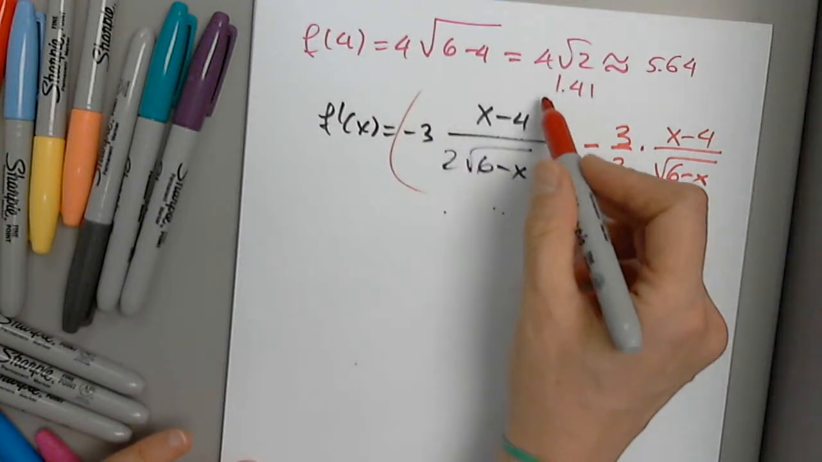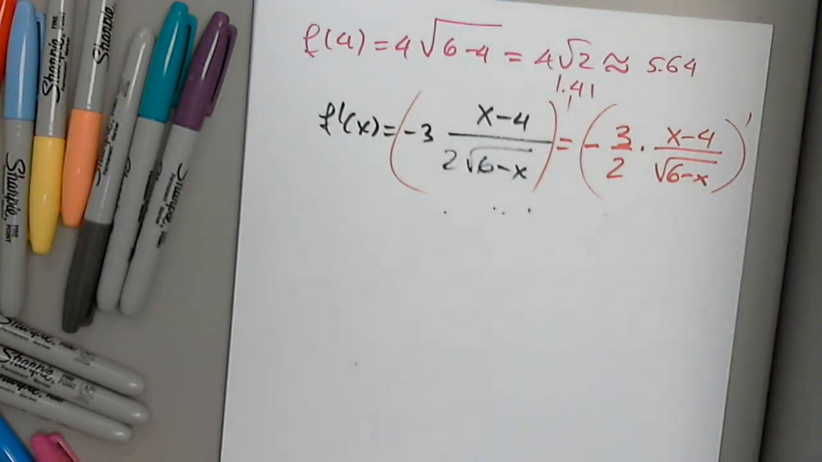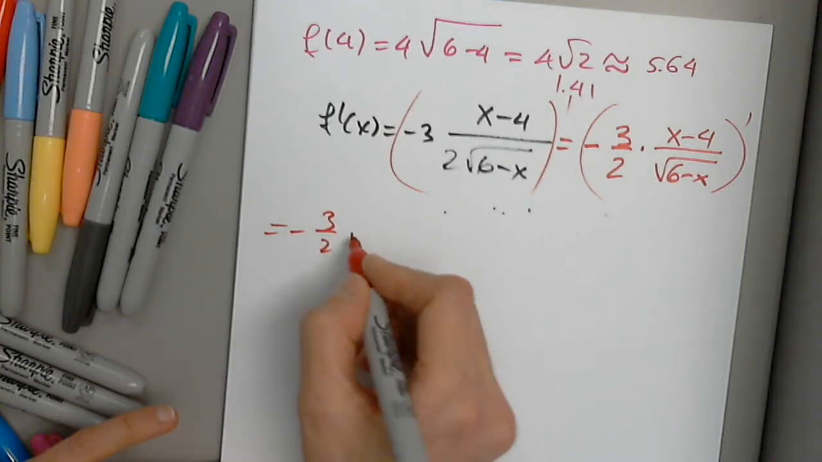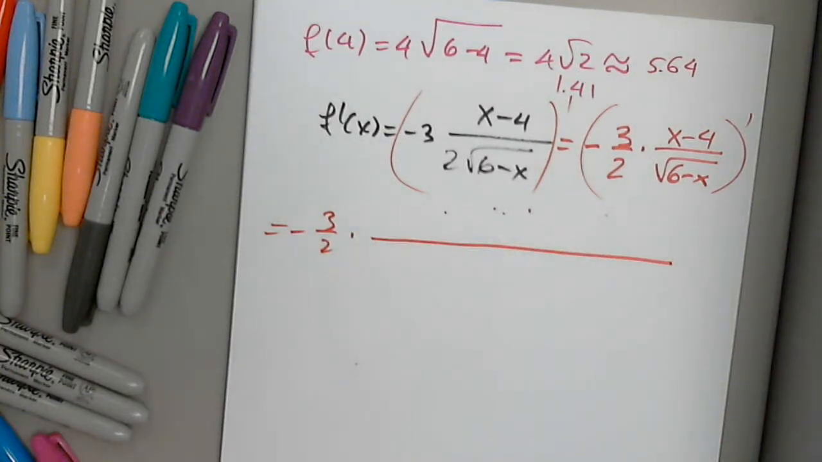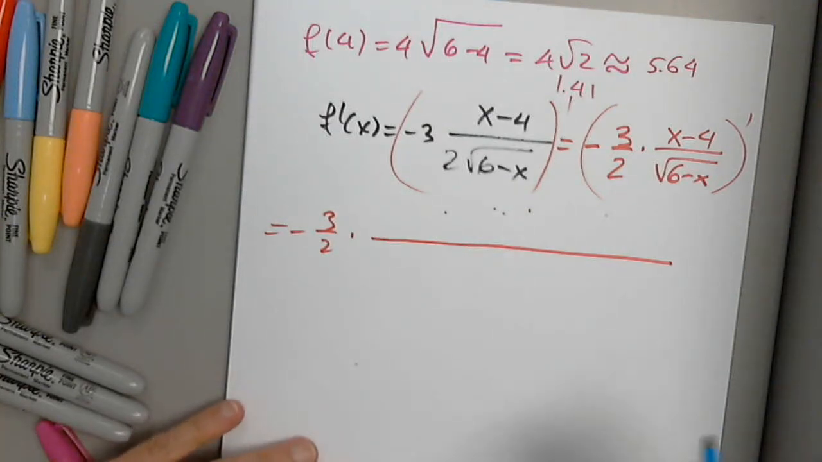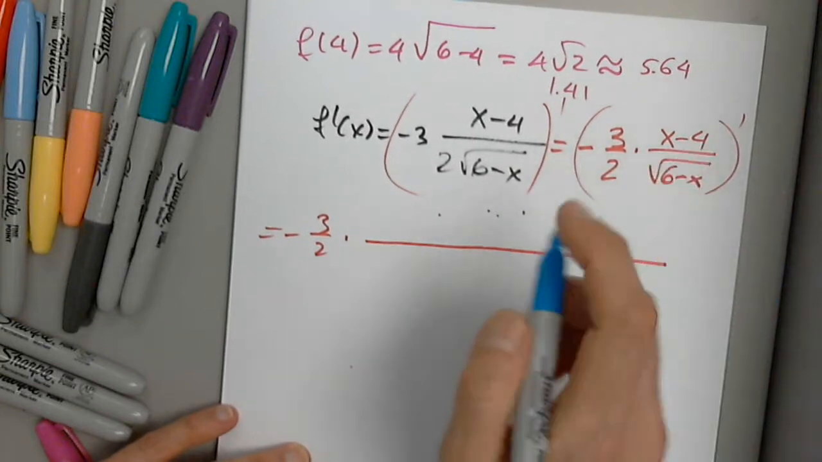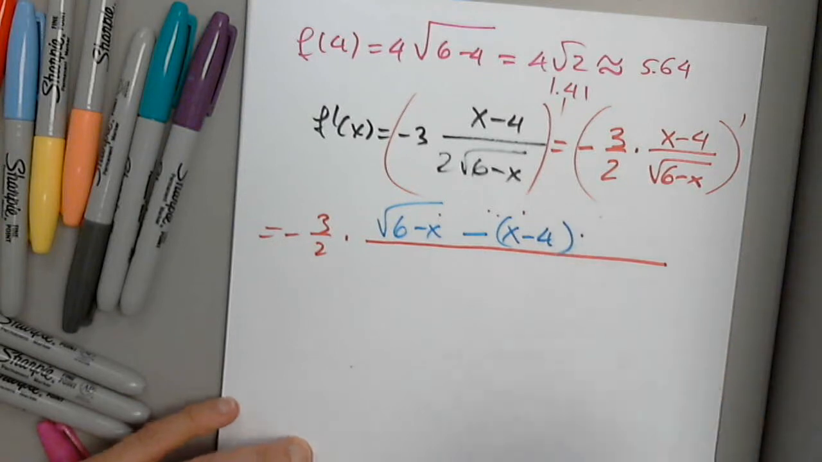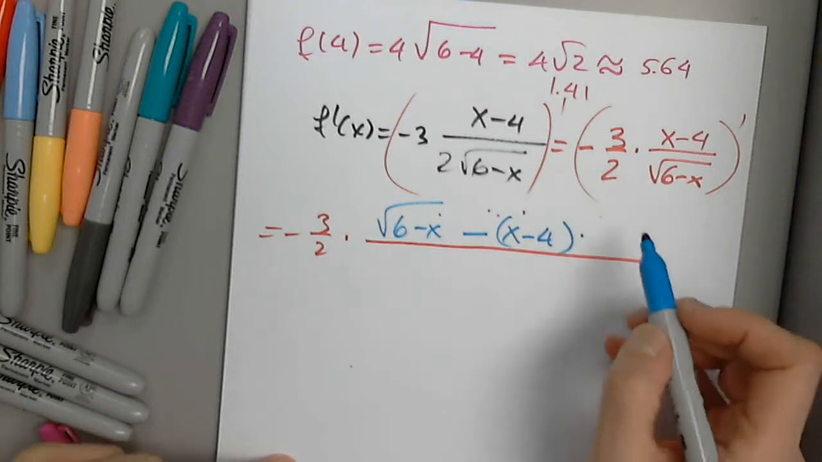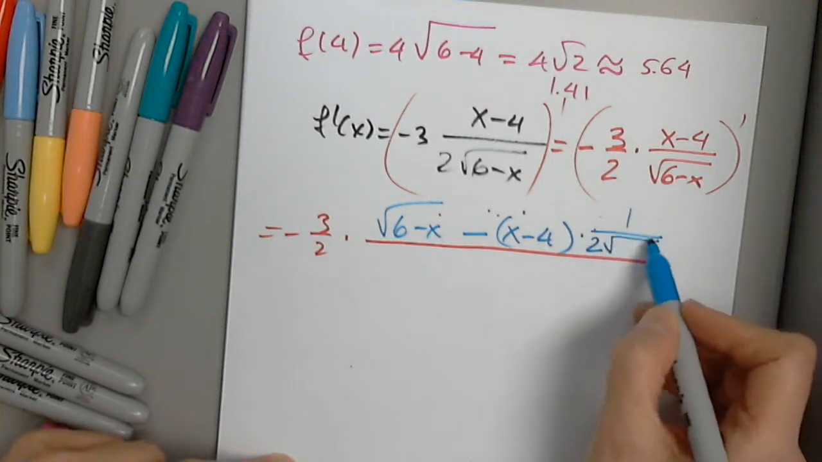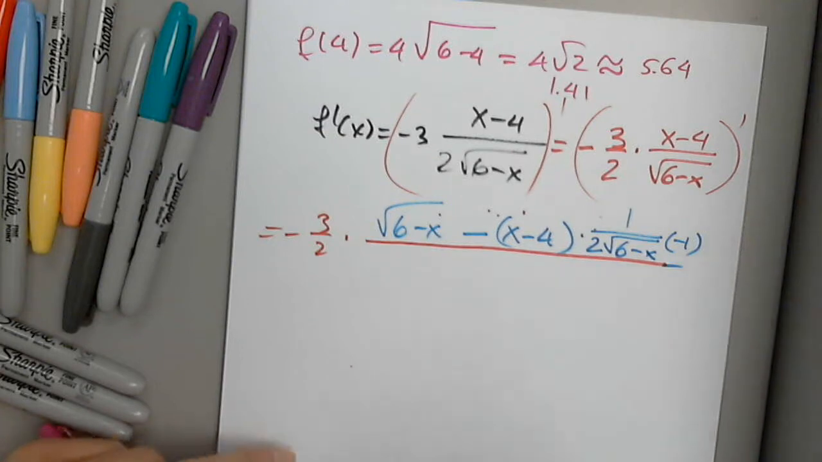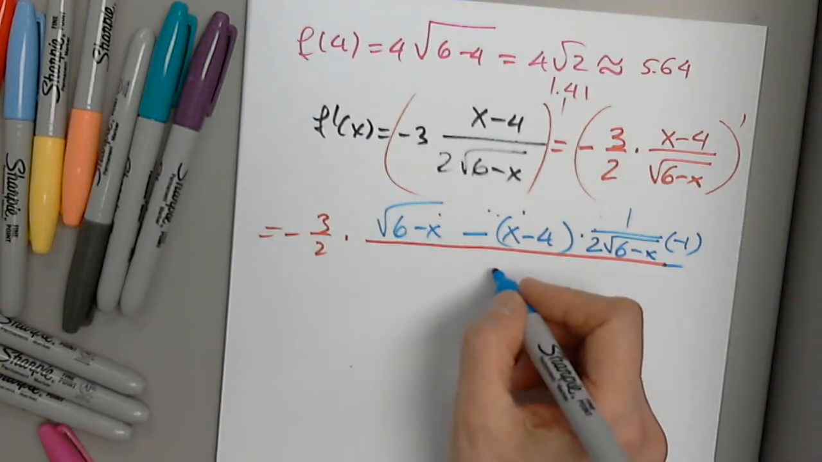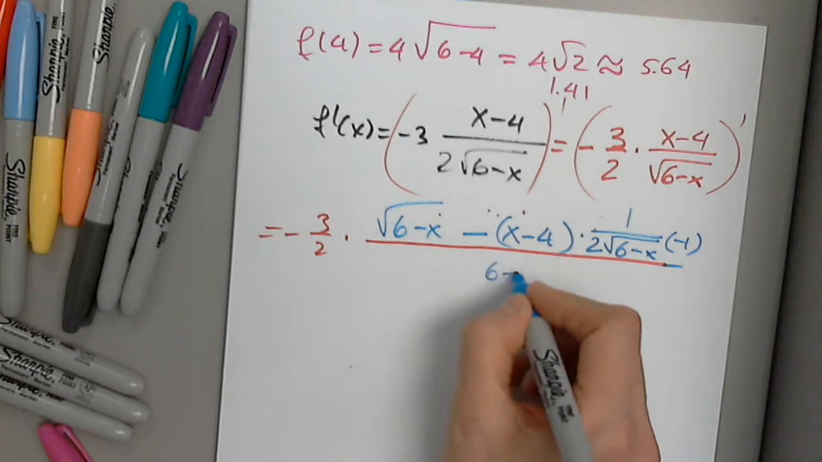So f double prime, of course, I didn't differentiate yet. So this is negative 3/2 times... Can anyone differentiate the top for us? Very good. Times the denominator, minus the numerator times... Can anyone give us the derivative of the square root of 6 minus x? 1 over 2 square root of 6 minus x times negative 1. Excellent. And now please square the denominator and give us the denominator. 6 minus x. Indeed.